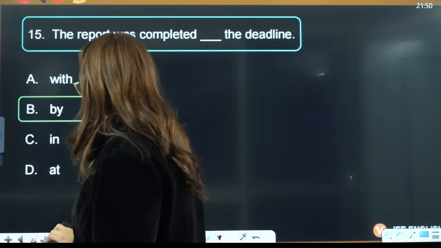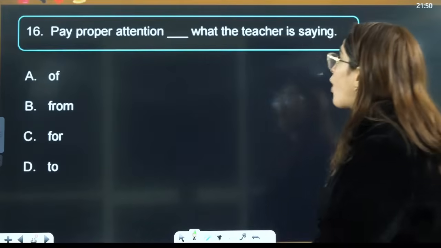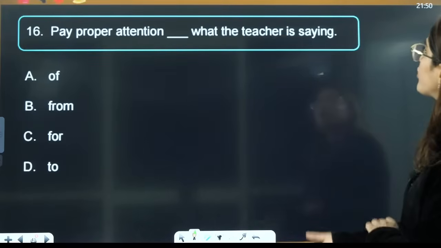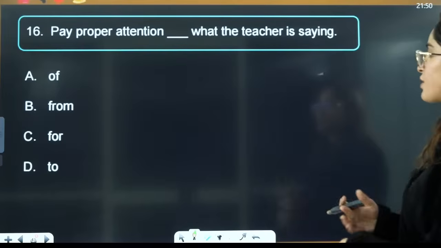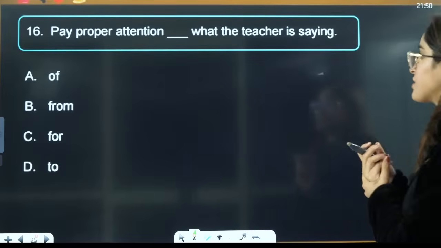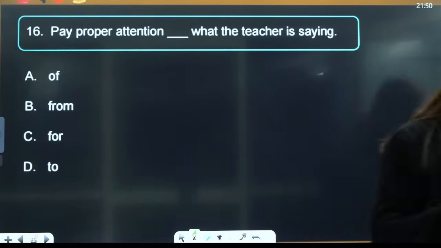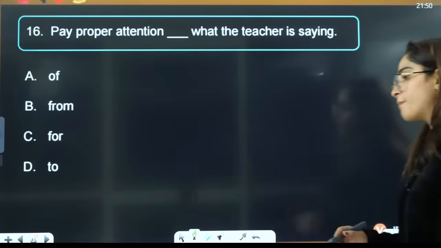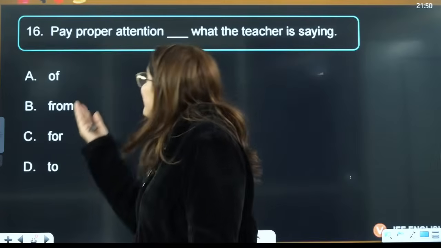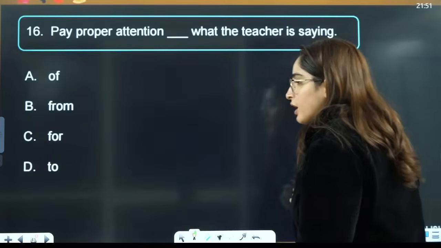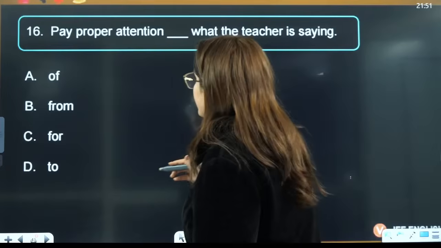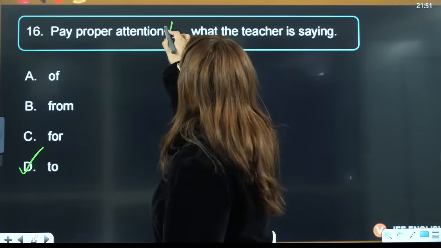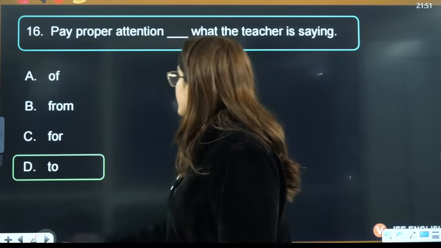Next is: pay proper attention of what the teacher is saying, from what the teacher, for what the teacher, to what the teacher is saying. Pay proper attention. Tell me everybody. Pay proper attention to what the teacher is saying. So the answer will be: to what the teacher is saying.